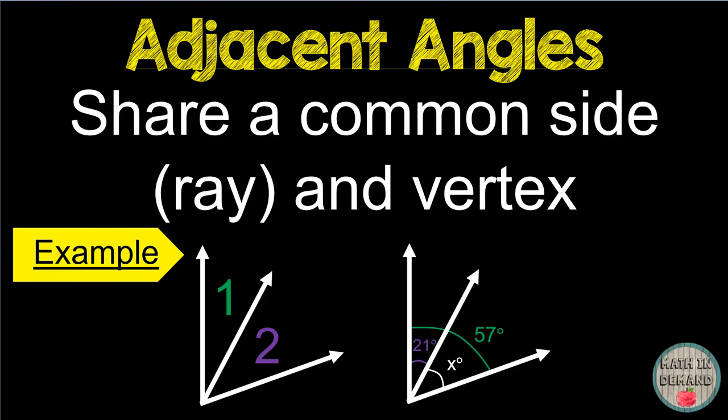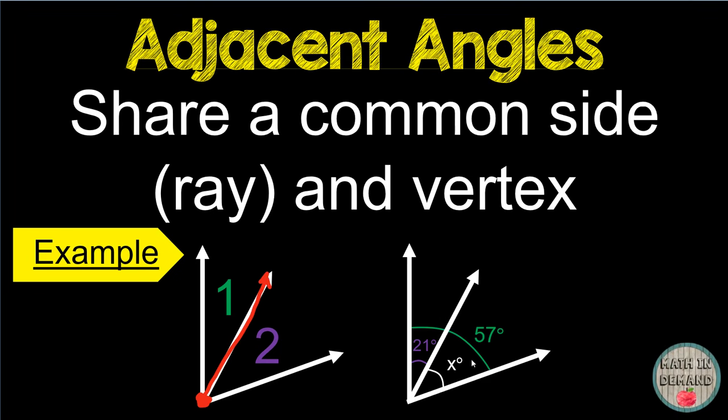Okay, let's look at one more different type of angle that you are going to see for the lesson. The last type of angle that we are going to look at is adjacent angles. Now, adjacent angles share a common side known as a ray and a vertex. Okay, so let's look at this picture right here. Here I have angle 1 and I have angle 2. They actually share a vertex. Here's the vertex right here, and then the ray that goes on forever in this direction.